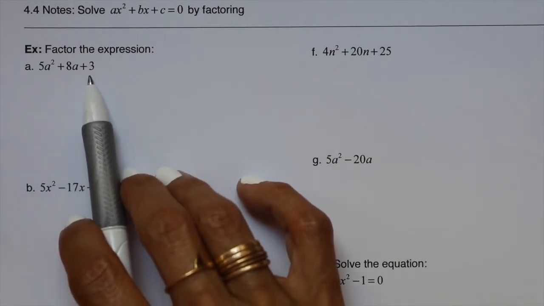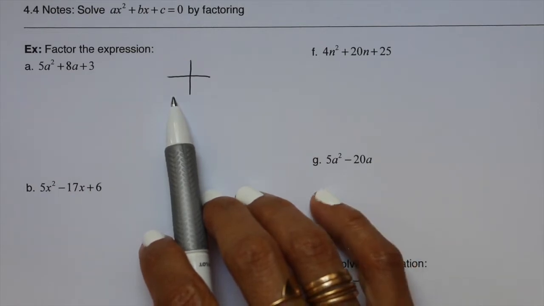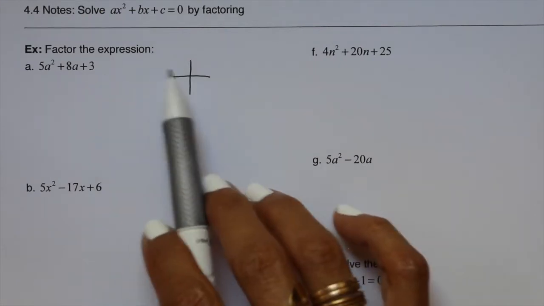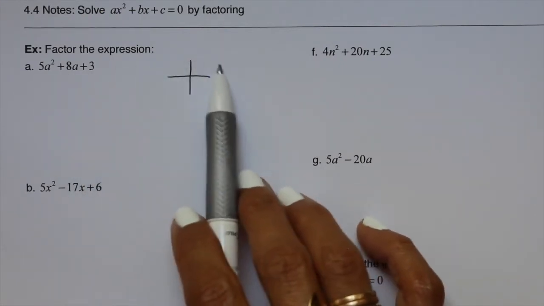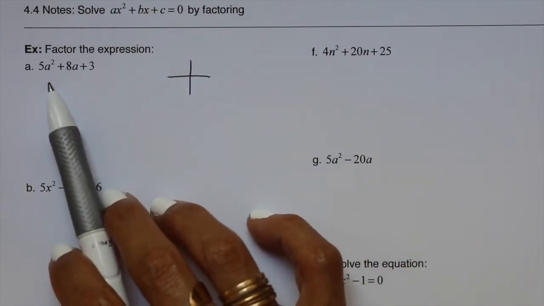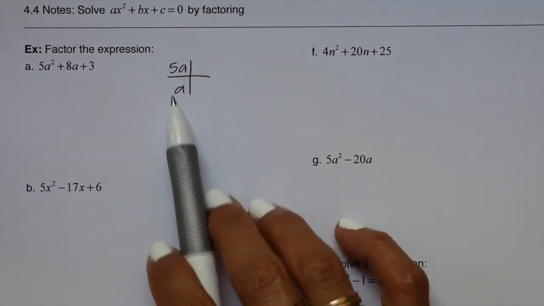So I'm going to set up a t-chart. And again, the little phrase that I have to help us remember how this works is it goes up and down left, up and down right, crisscross adds to the middle, and your answer is left to right. When we do up and down left, we're asking ourselves what times what makes 5a squared. So go ahead and fill it in, 5a times a.